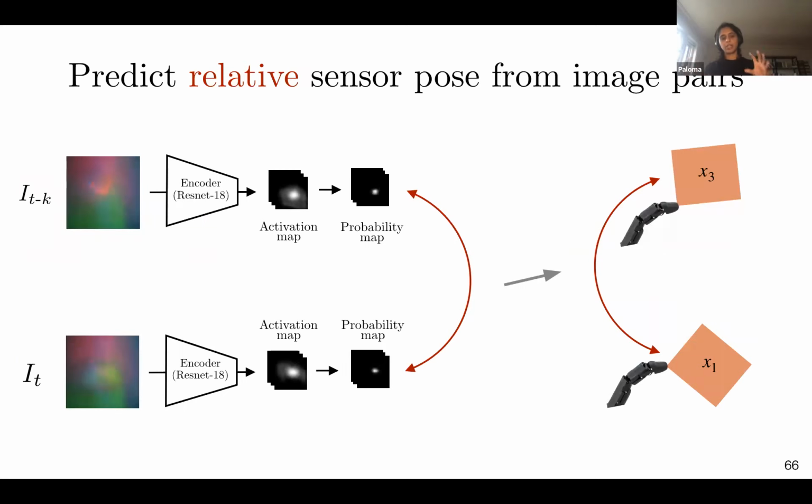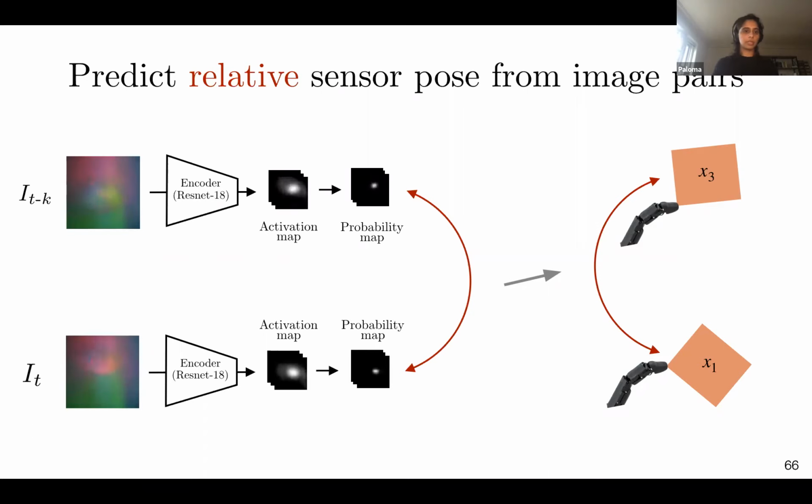Now, instead of learning a direct mapping between the images and the pose, which is hard, our key insight is to predict relative sensor poses about the contact point from a pair of tactile images. This is what you see on the left, where a tactile image pair is getting featurized into this probability map and then keypoint features. The displacement between these two features will map into a relative sensor pose about the contact point. And this is the relationship that we are interested in learning.